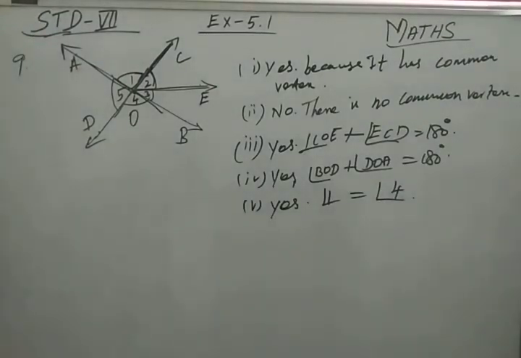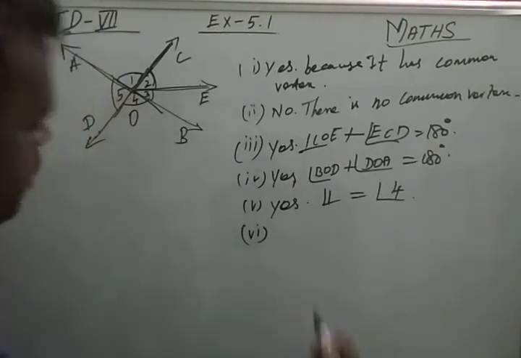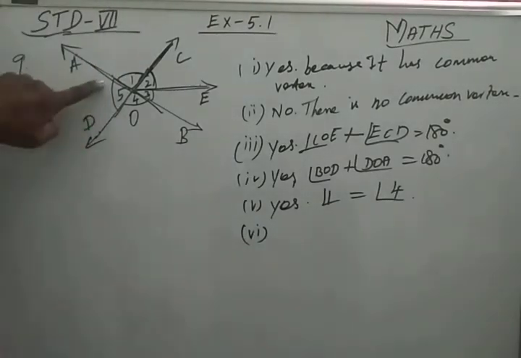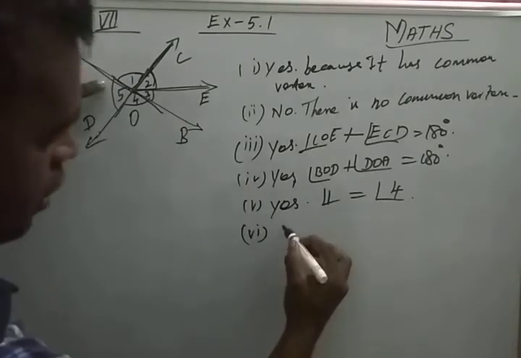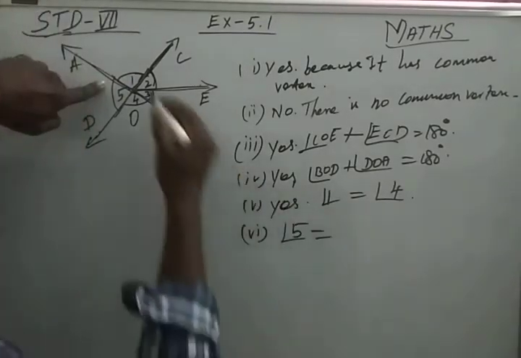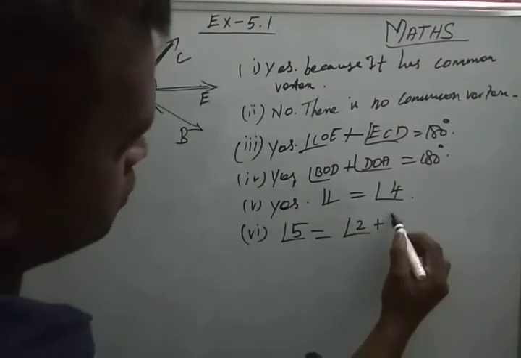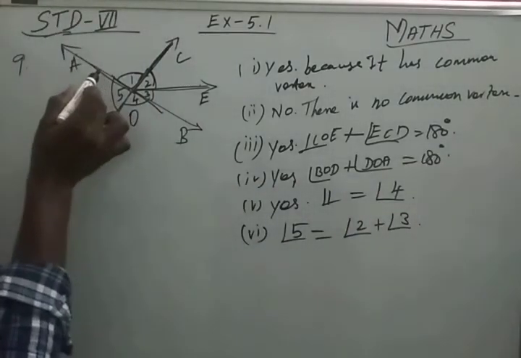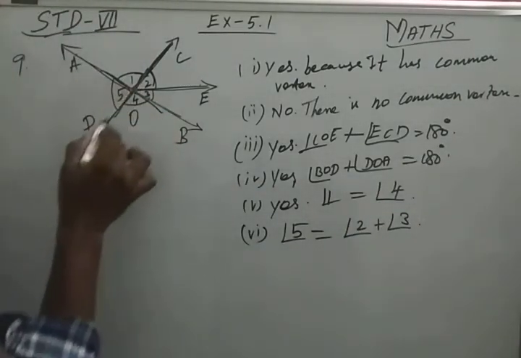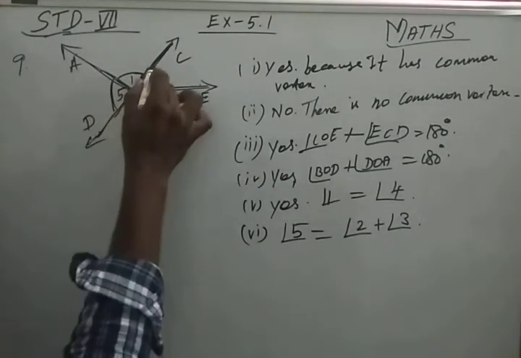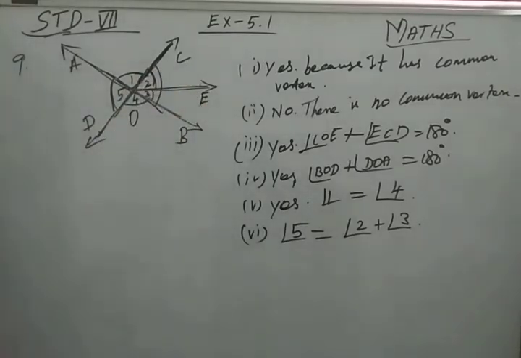Then the last one. What is the vertically opposite angle of 5? Here is 5. Angle 5 is equal to angle 2 plus angle 3. See, this is the vertically opposite angle we are taking. The opposite angle of this is 2 here. So, angle 2 plus 3.